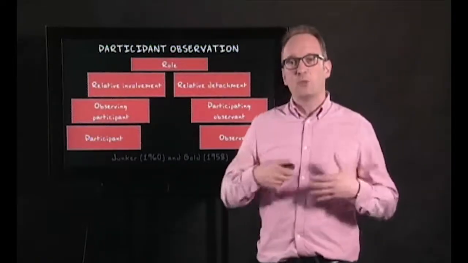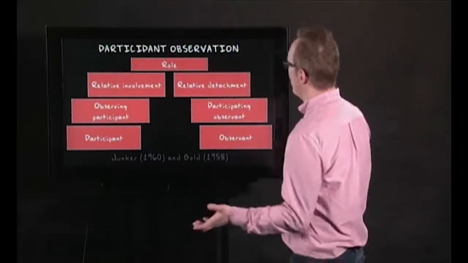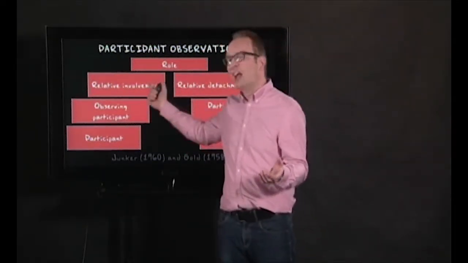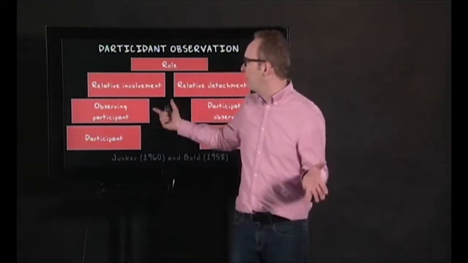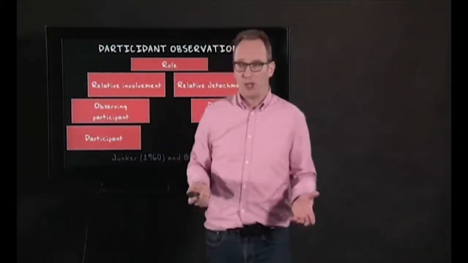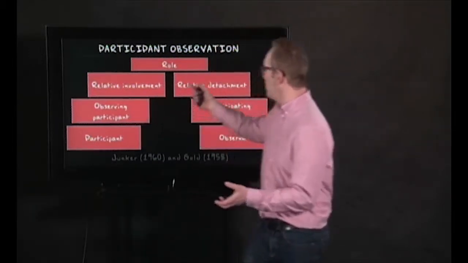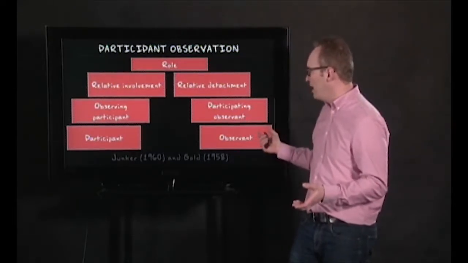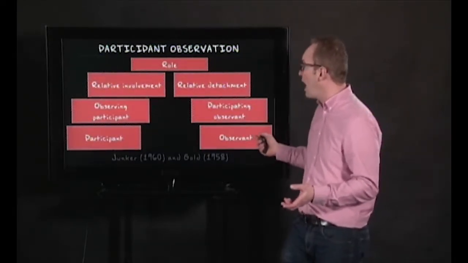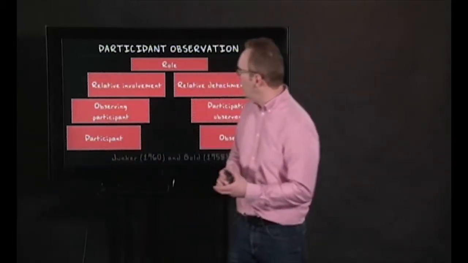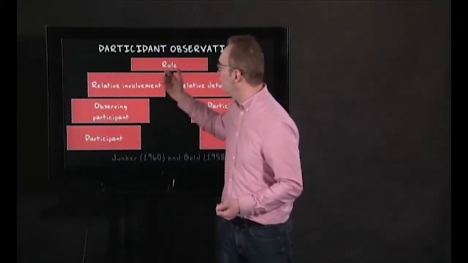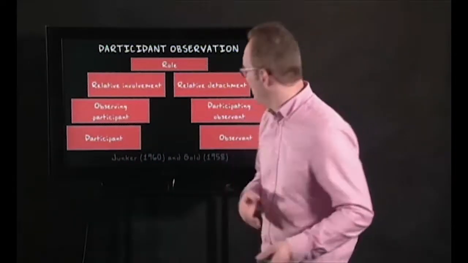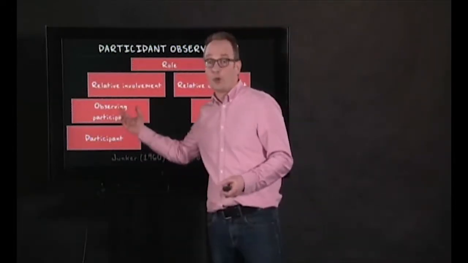A classical distinction in participant observation has been made by Junker and Gold. And what they say is, well, as a participant observer, you play different roles. Now, one role is the role of someone who's relatively involved, and he or she might be called an observing participant, whereas others might be a little bit detached and a participating observant. And the extremes of the roles are either observant or participant. So what they say is, as a researcher, you pick a role, and then in the end, you stick with that role.